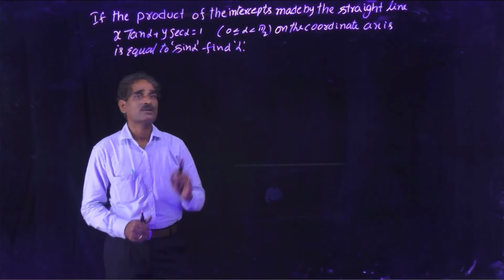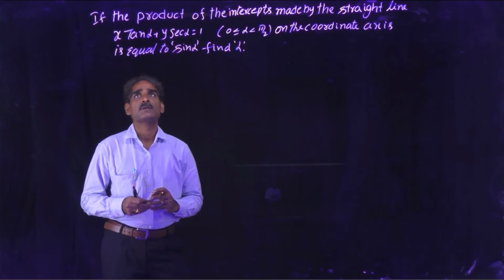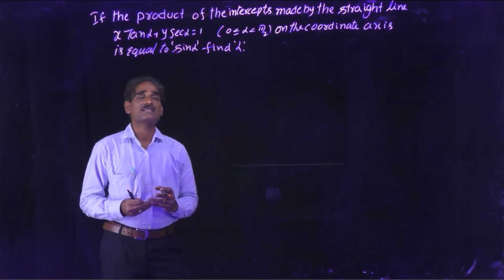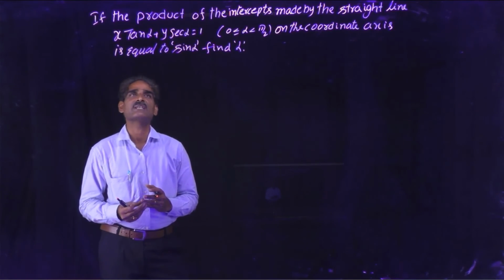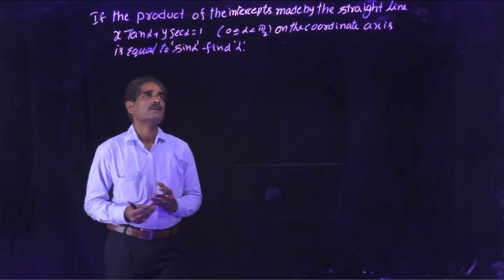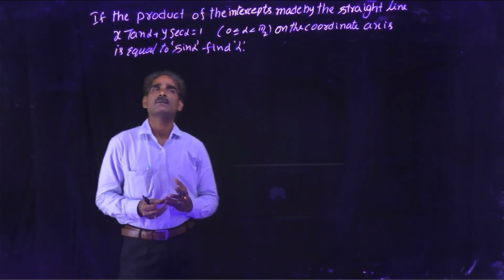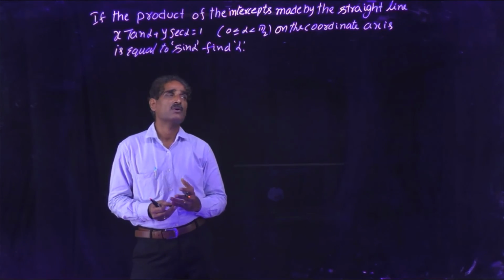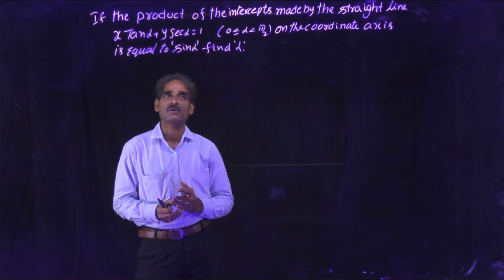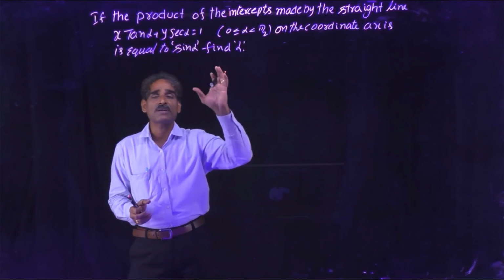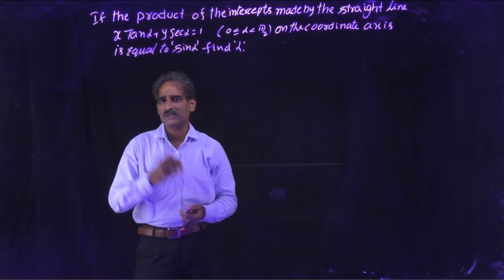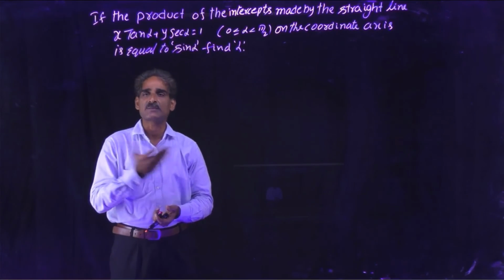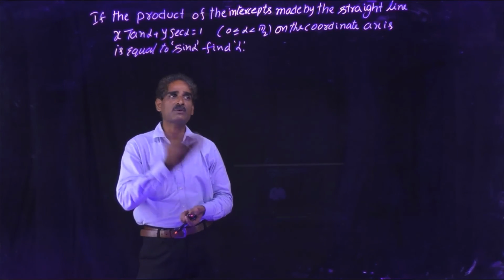See, one more important problem, and it is the simplest one. If the product of the intercepts made on the coordinate axes by the straight line x tan alpha plus y secant alpha is equal to 1, where alpha is in the interval 0 to pi by 2, is equal to sin alpha, find alpha. So first of all, find the intercepts. What is the x-intercept? What is the y-intercept? Their product is equal to sin alpha.